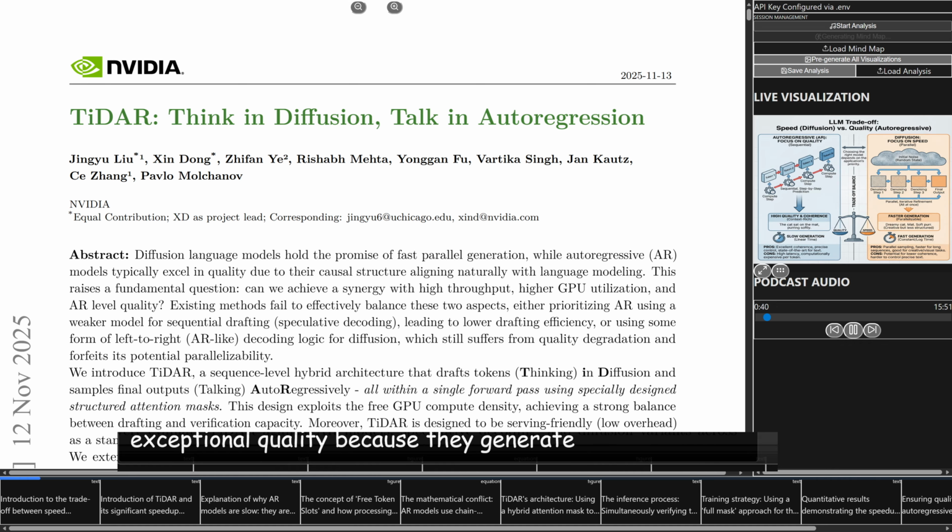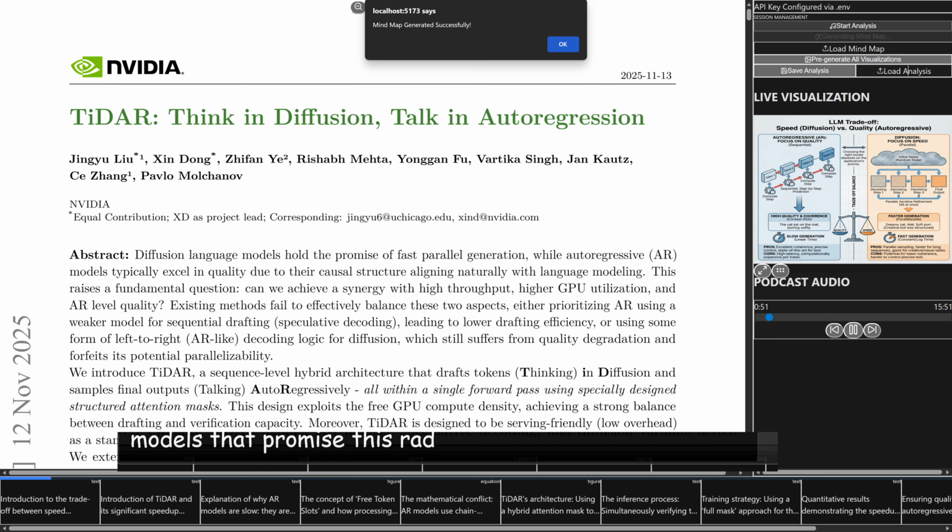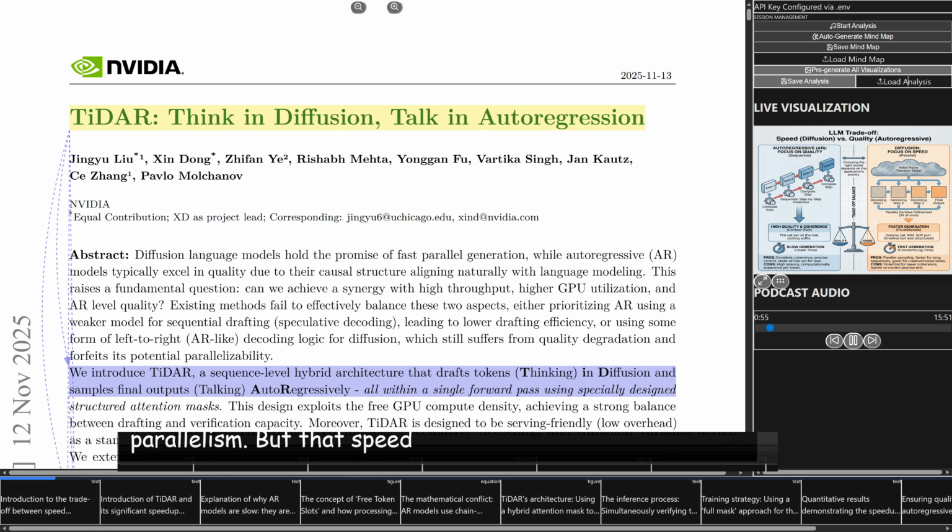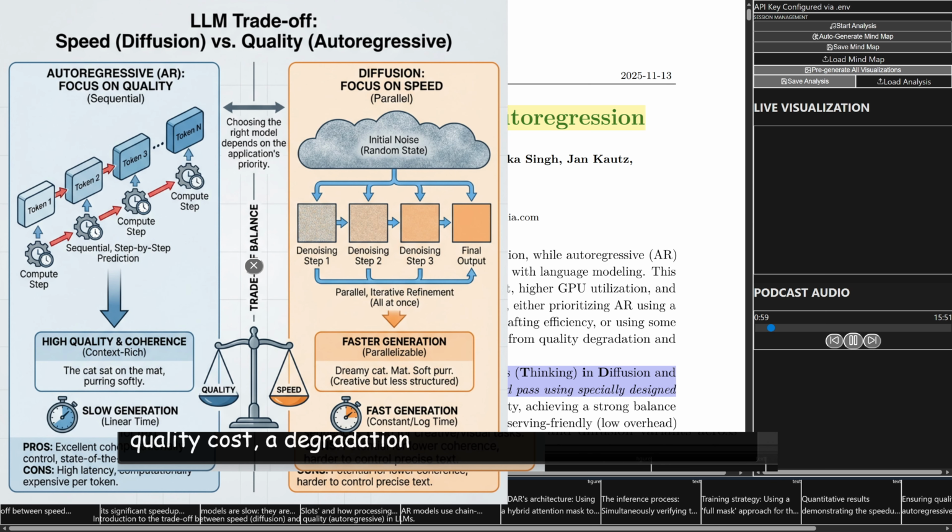Because they generate one token after the next, right? So every word is perfectly conditioned on the entire history of what came before. Precisely. But that sequential nature, well, it guarantees slowness. And on the other side, you have things like diffusion models that promise this radical speed through parallelism. But that speed has always come with a quality cost, a degradation in sequence coherence.